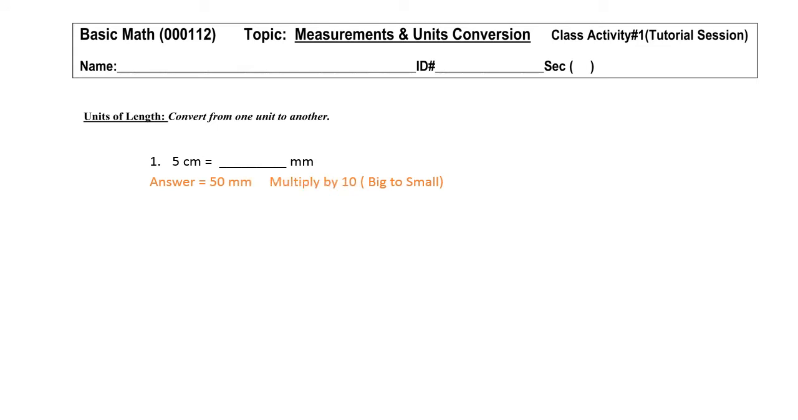We are converting from a big unit to a smaller unit, so we multiply it by 10. 5 times 10, 50 millimeters.